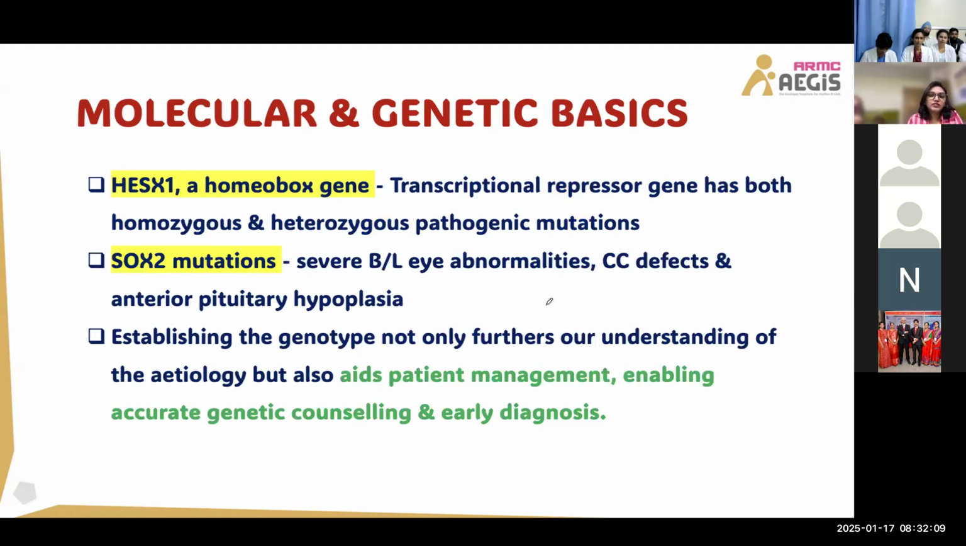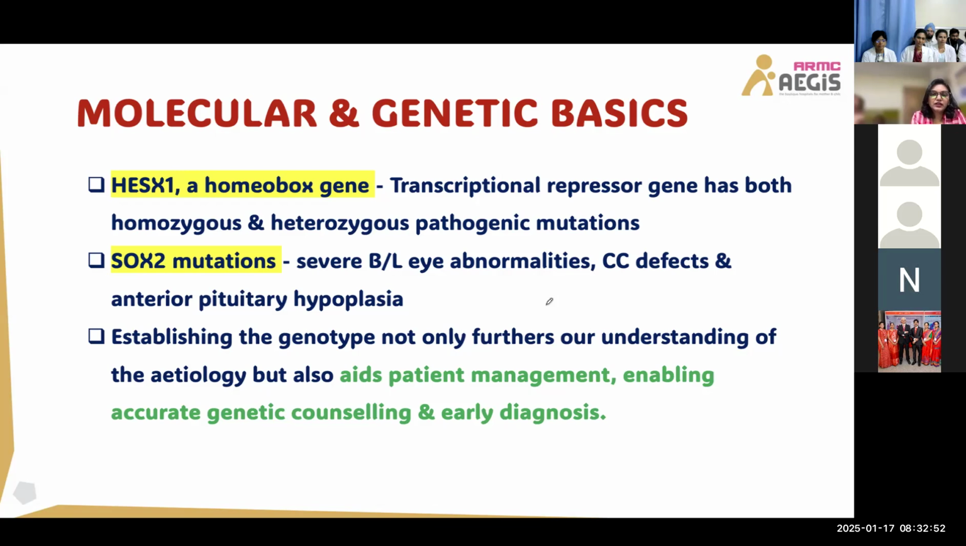So the two most common genes involved here are HESX1 and SOX2, where HESX1 is a homeobox gene, which means these are a group of genes that are responsible for the morphogenesis phase. HESX1 acts as a transcription repressor gene here, and it can manifest as either a homozygous or heterozygous pathogenic mutation. If it has a homozygous mutation, then it manifests as a more severe form of autosomal recessive disorder. When it has heterozygous mutations, then it is found to manifest with a milder autosomal dominant disorder with varying degrees of expressivity and variable penetrance.